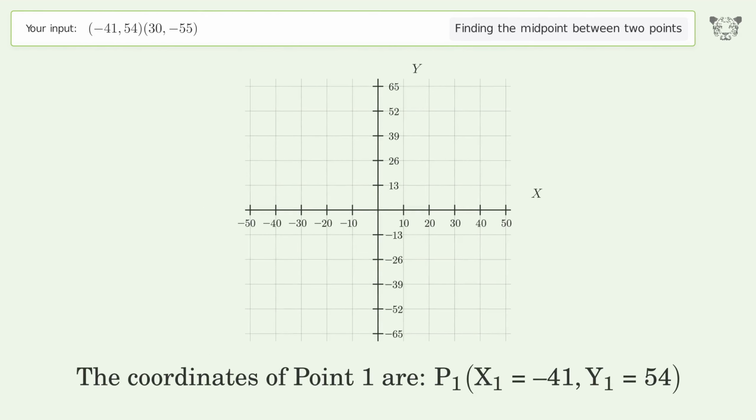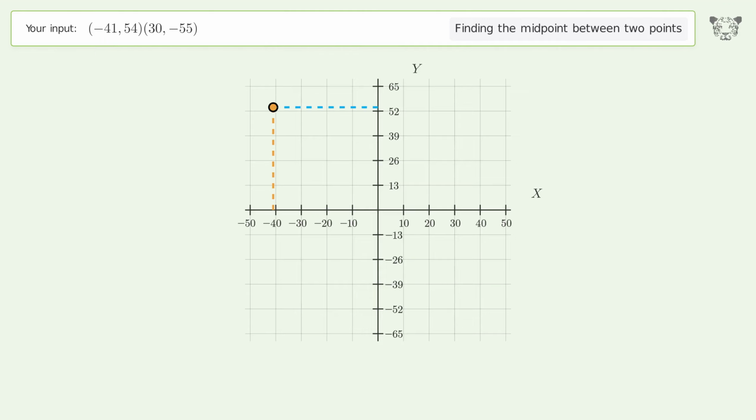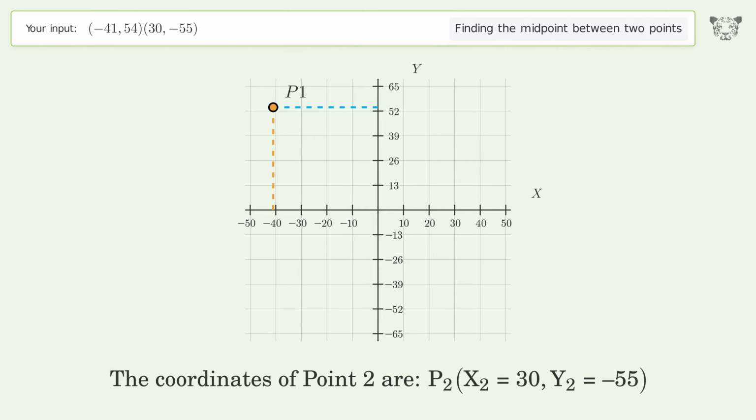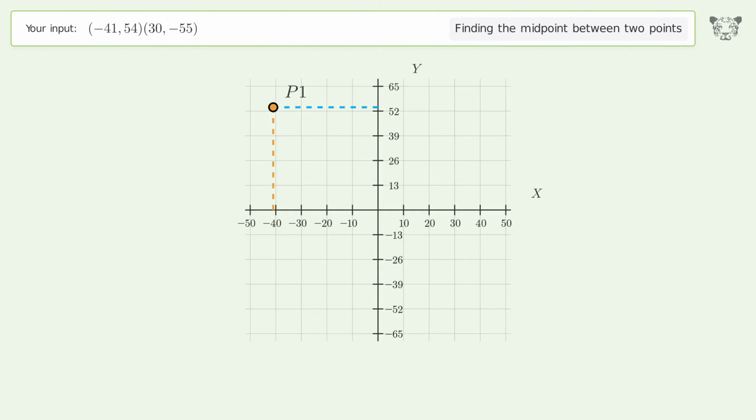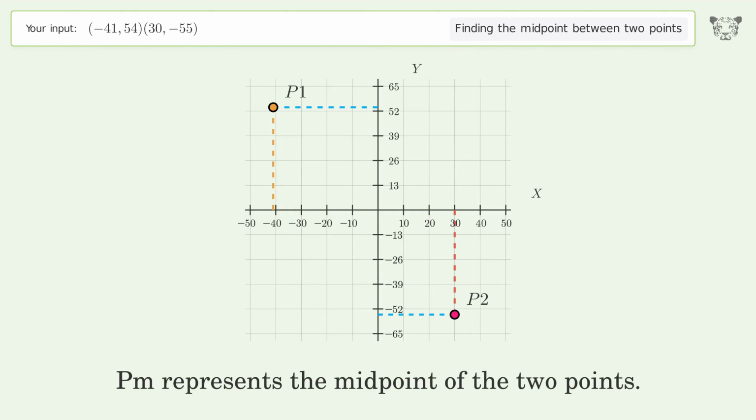The coordinates of point 1 are, x1 equals -41, y1 equals 54. The coordinates of point 2 are, x2 equals 30, y2 equals -55. PM represents the midpoint of the 2 points.